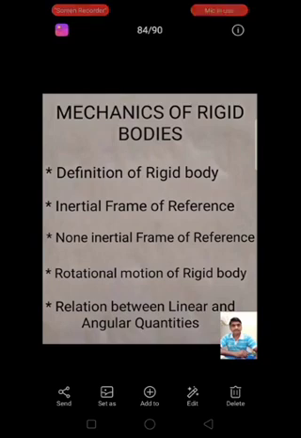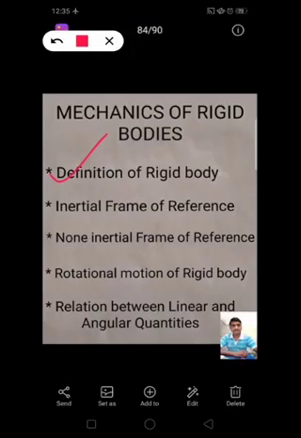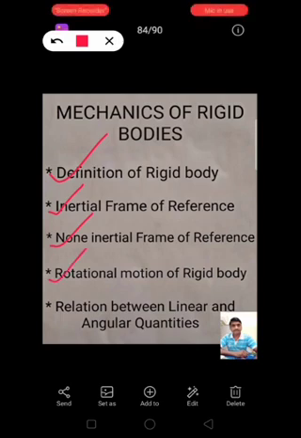So in today's class, we discussed about definition and introduction of rigid body, inertial frame of reference, non-inertial frame of reference, and rotational motion of rigid body, and relationship between linear and angular quantities. These are the 5 concepts what we discussed in today's class.